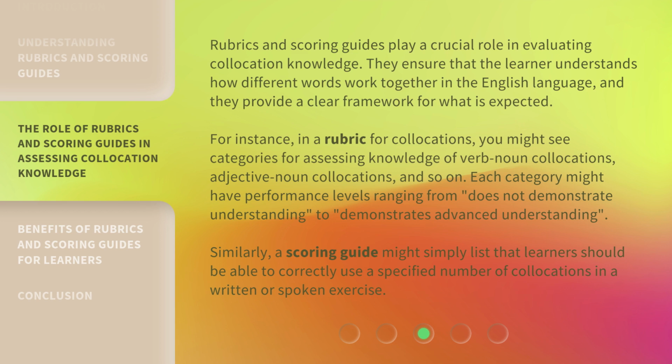For instance, in a rubric for collocations, you might see categories for assessing knowledge of verb-noun collocations, adjective-noun collocations, and so on. Each category might have performance levels ranging from does not demonstrate understanding to demonstrates advanced understanding. Similarly, a scoring guide might simply list that learners should be able to correctly use a specified number of collocations in a written or spoken exercise.